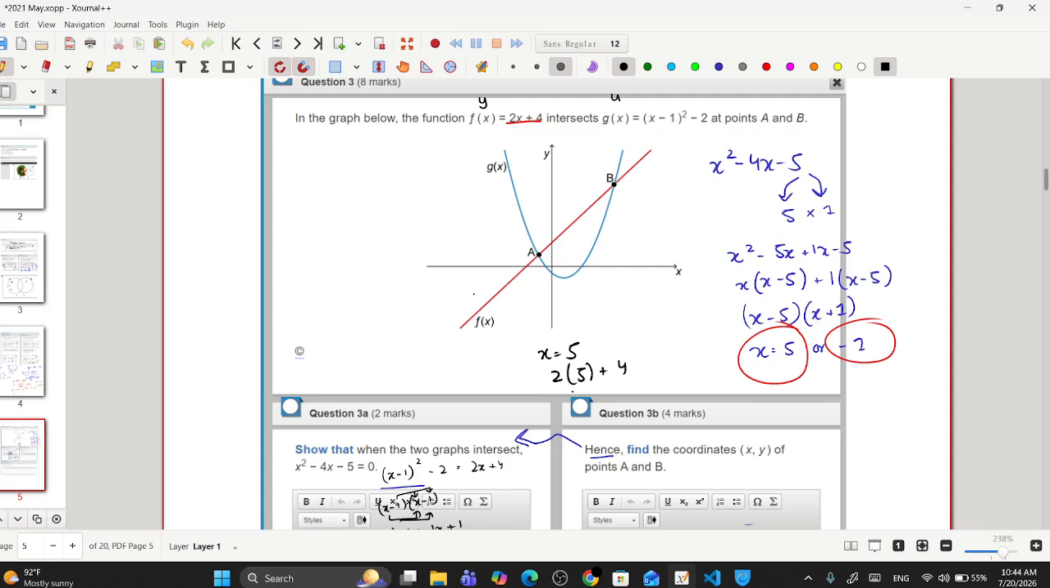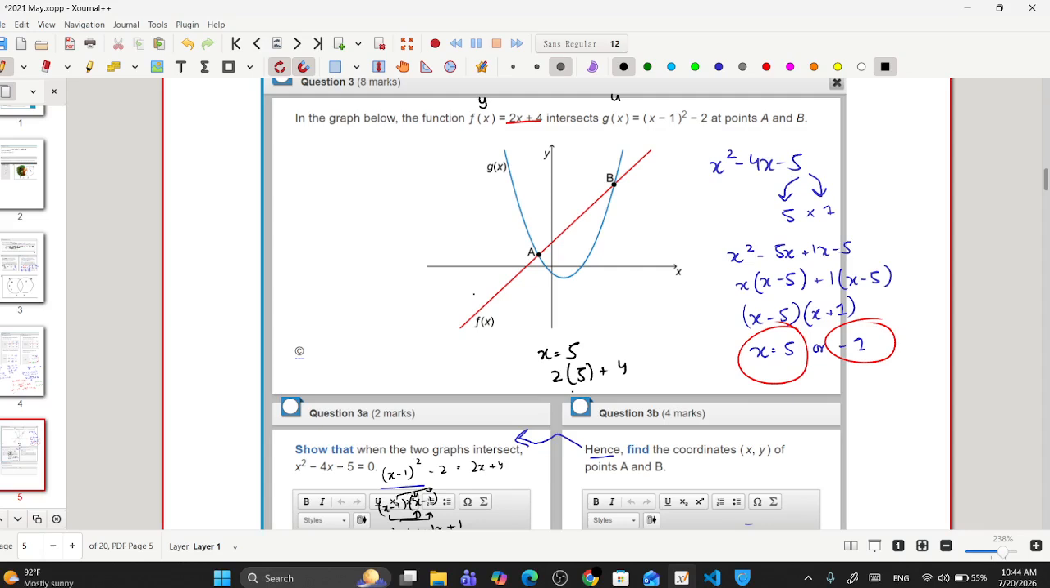And when x equals negative 1, you get 2 multiplied by negative 1 plus 4, which is minus 2 plus 4. The value of y is going to become positive 2. So the coordinates that you have are (minus 1, 2) and (5, 14).